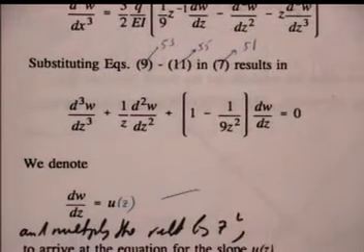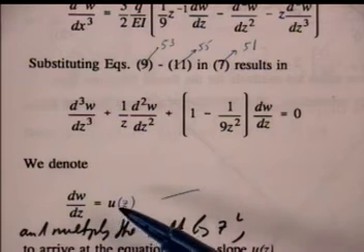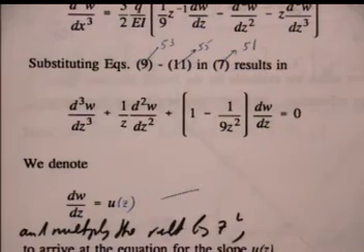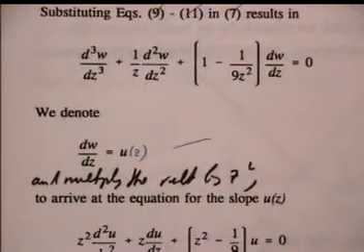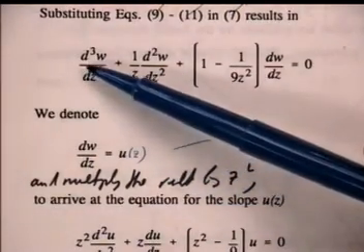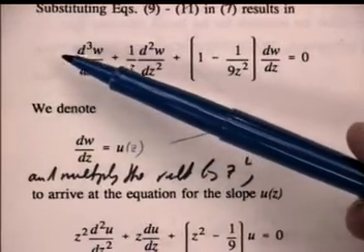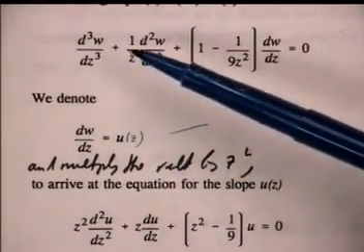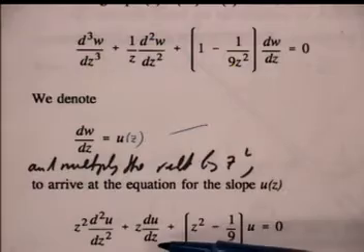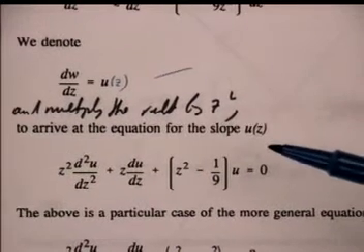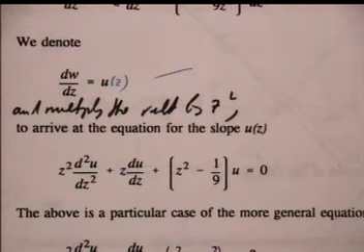Now, it makes sense to denote dw/dz as some new function u of z. Then this thing is the second derivative of u. And I also multiply everything by z squared, so I get z squared in front of the second derivative of u, then z du/dz, then (z squared minus 1/9) u equals 0. Okay, so this is a Bessel equation.